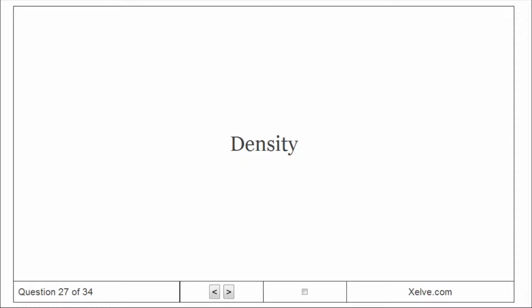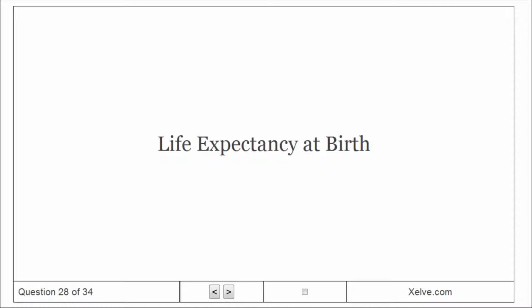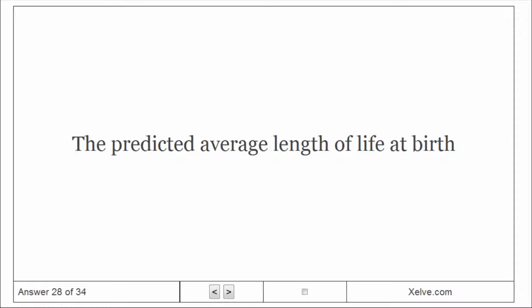Density. Number of individuals per unit area or volume. Life expectancy at birth. The predicted average length of life at birth.